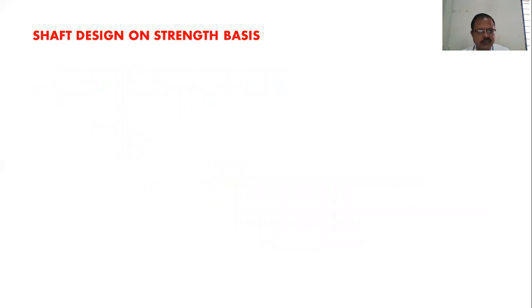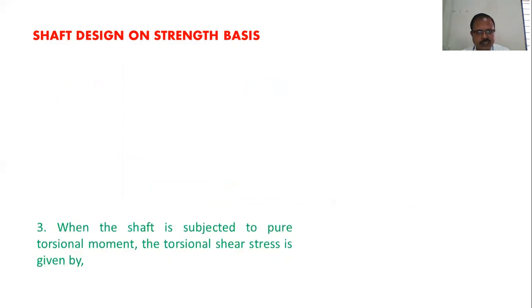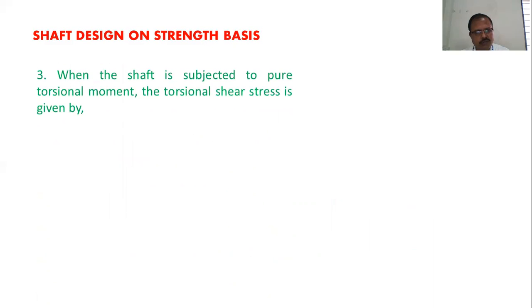Talking about the design of shaft on the basis of strength subjected to pure twisting moment, torsional moments or torque. Here we are going to use the torsion equation: Mt by J is equal to tau upon R, and therefore tau is equal to Mt into R upon J, where Mt, many a times, is also called capital T torque, but here I'm going to use the notation Mt as torque or twisting moment or torsional moment.